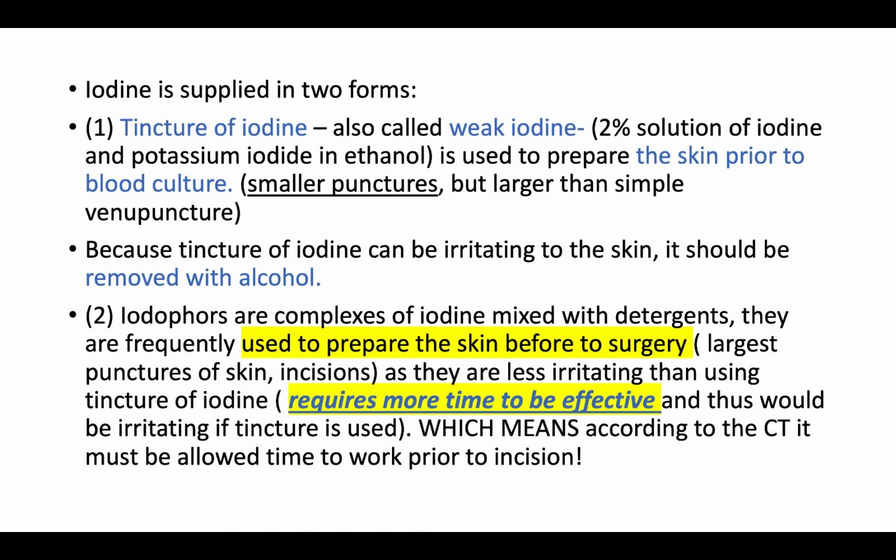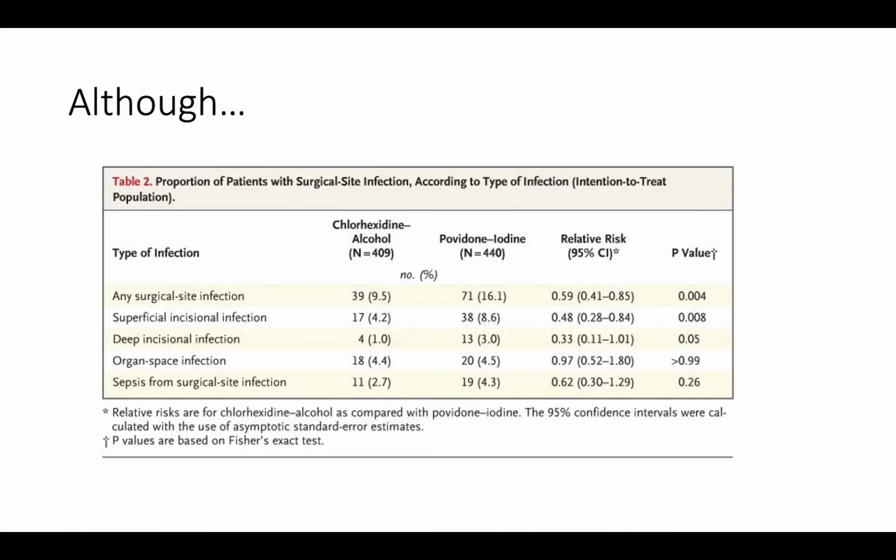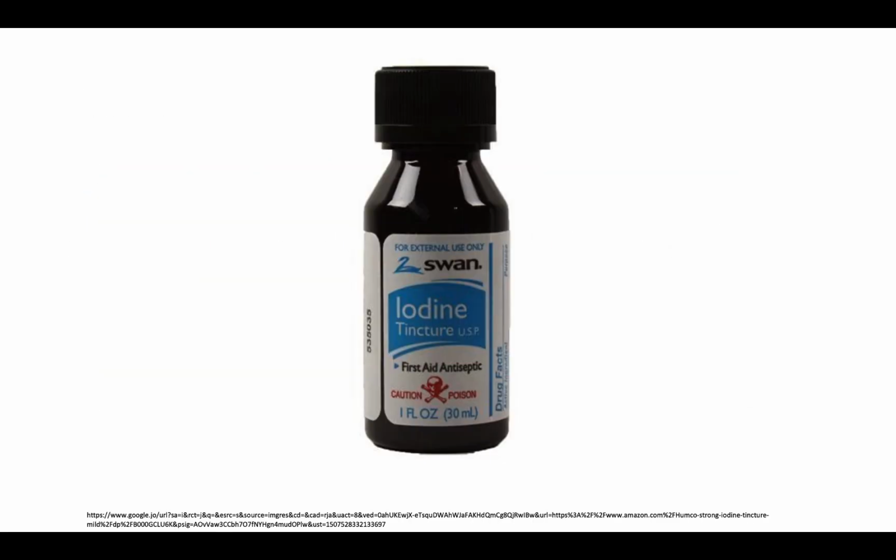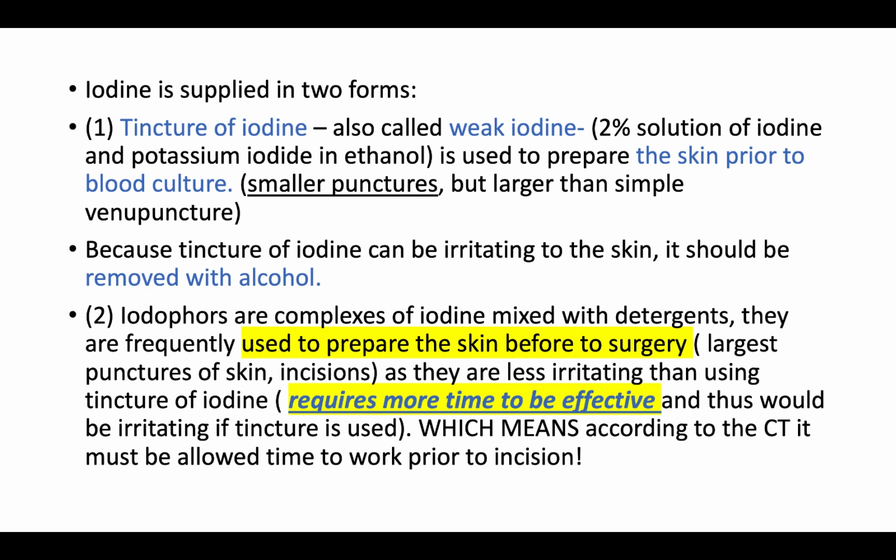Iodine فيه two forms. في tincture اللي هو الweak iodine راح يكون 2% iodine. هذا هو بتستخدم إذا بدك تستخدم blood culture. ما راح تعمل هذا كله in a blood culture. بدك تسحب blood culture أو تحط catheter. بتجيب هذا اللي هو tincture of iodine. It's just 2% iodine. Can be used also for first aid, and it should also be removed with alcohol because it is an irritant. It can cause irritation for the skin.